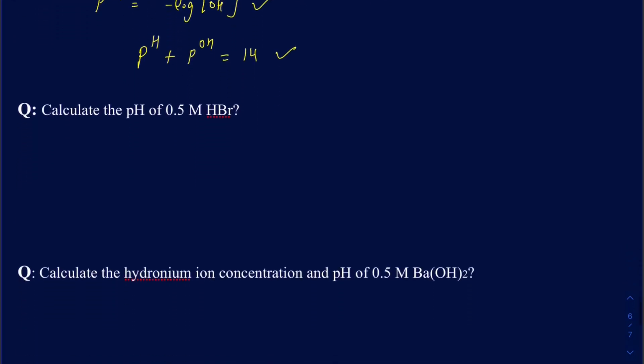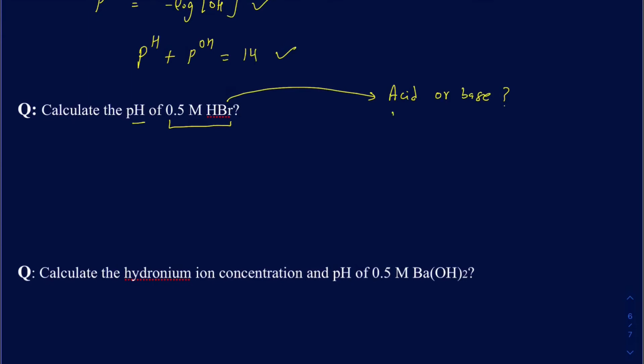Okay, so let's look at the first question here. Calculate the pH of 0.5 molar HBr. Okay, well, the very first thing you want to ask yourself when you're doing these questions is whether this is an acid or a base. And a lot of times students forget to ask those basic questions and they will get confused when solving these problems.